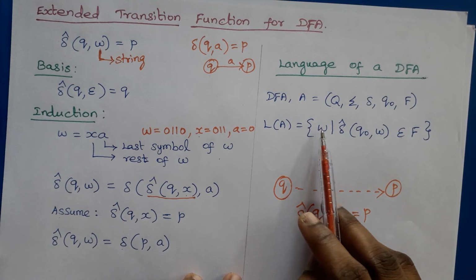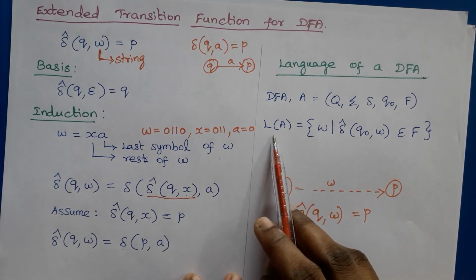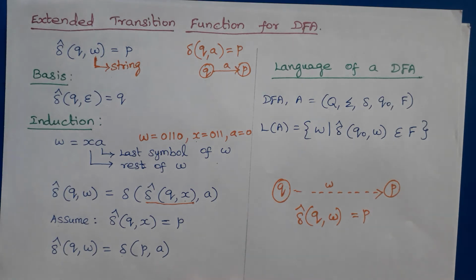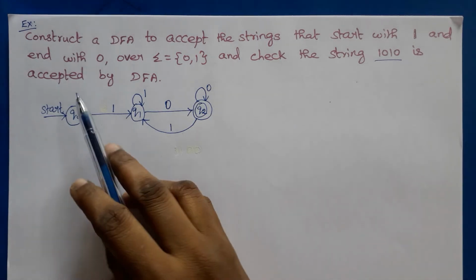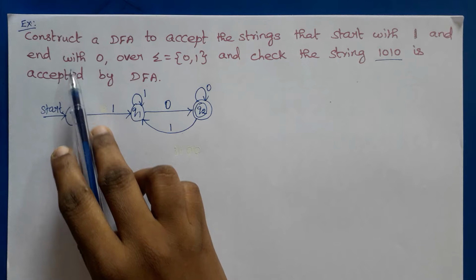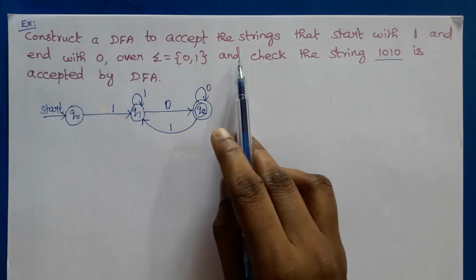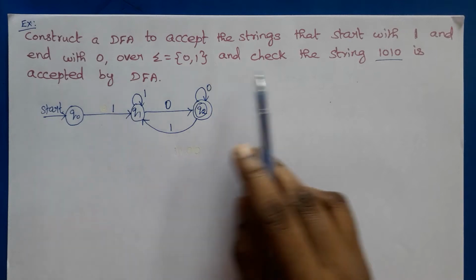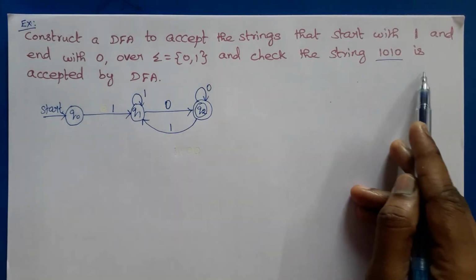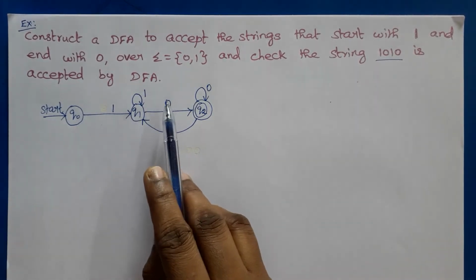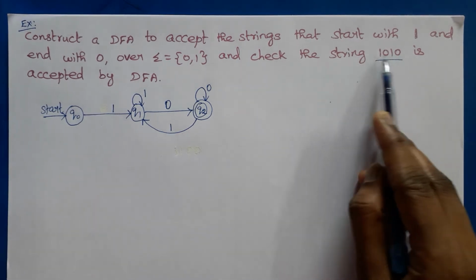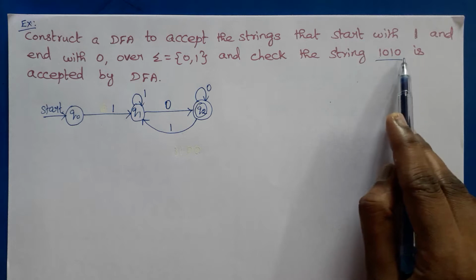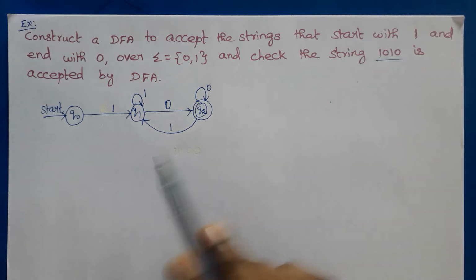Then only we can say that W is accepted by L of A, otherwise it is rejected by L of A. Now we will see an example. So example problem for DFA is: construct a DFA to accept all strings that start with 1 and end with 0, and we need to check whether 1010 is accepted by our DFA or not. Since 1010 is starting with 1 and ending with 0, it is definitely accepted by our DFA.